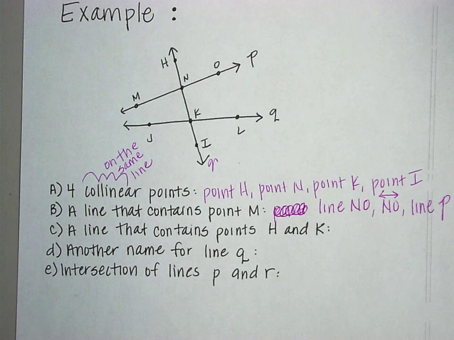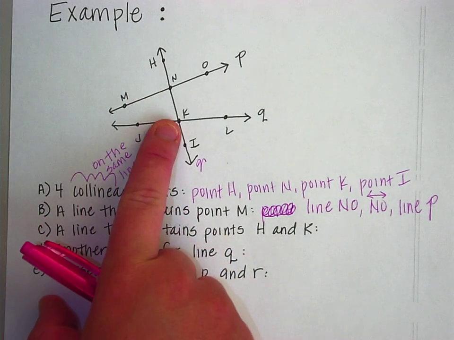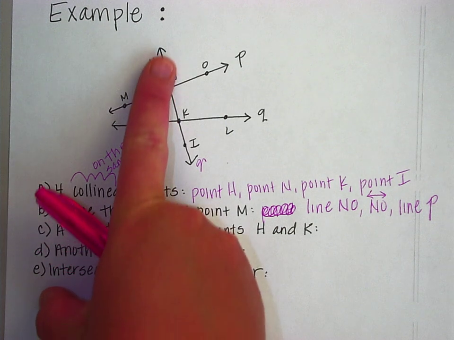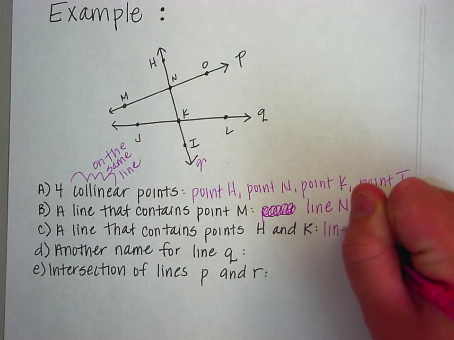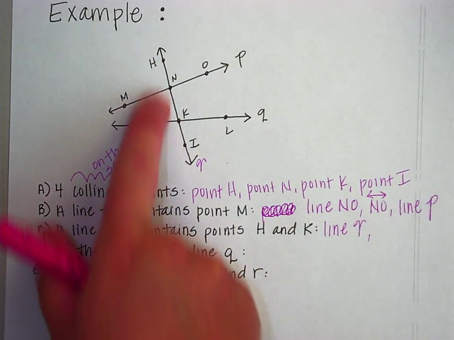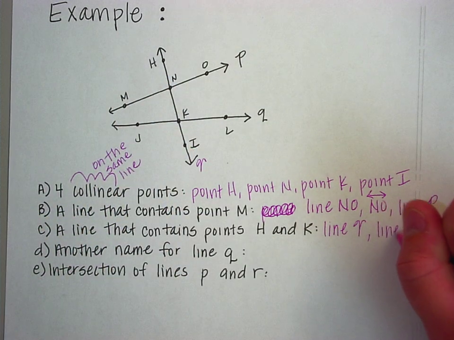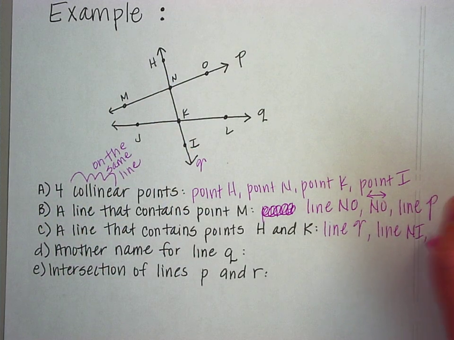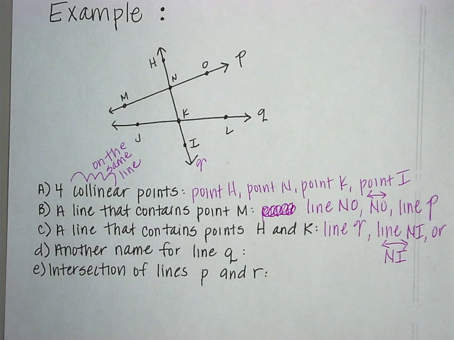Now, what's a line that contains points H and K? Here's H and here's K. There's only one line that contains H and K. This is this line. So we can either write line with the lowercase r. We can use the other 2 points on this line, which are N and I, and write line N-I. Or we can do N-I with the symbol above it.